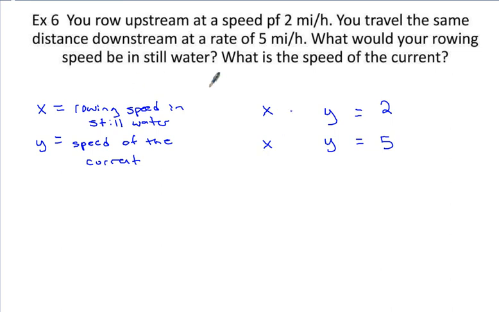Subtract. It's making it less, guys. You're fighting against that current. You're fighting against that current, so you're going to be subtracting. When you're going downstream and you're going faster, you're going to be adding the current to your actual speed. You get help. You go faster.